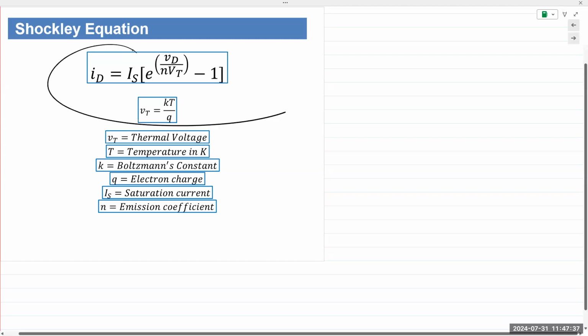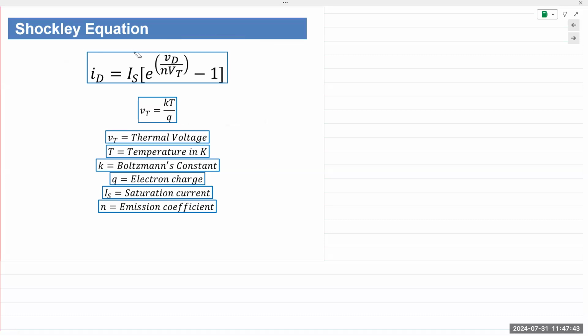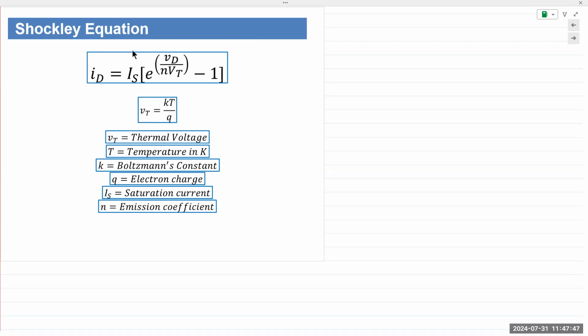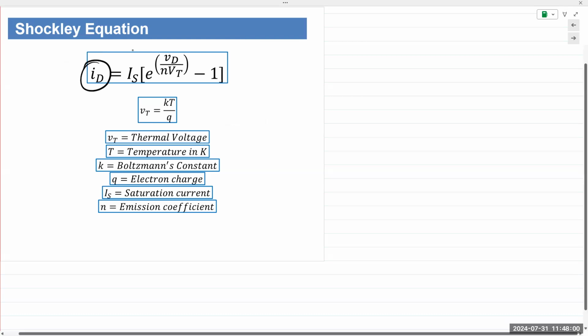Anyway, so the Shockley equation, that's where the name comes from. It describes the forward diode current. The diode current ID is given by IS times e raised to the term VD over NVT, minus 1. And I'll explain that term. Okay, so let's take a look at it first. ID, of course, is the diode current. VD is the diode voltage. Okay, ID and VD are the diode voltage and current.